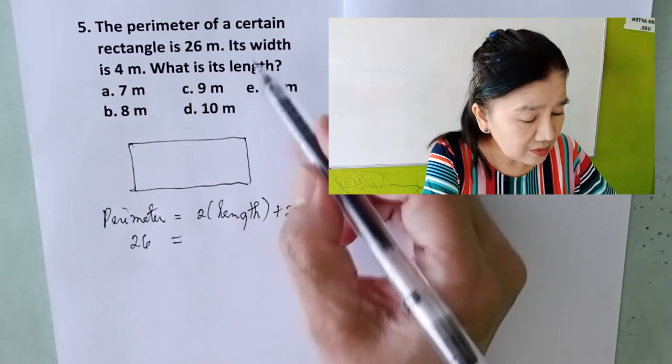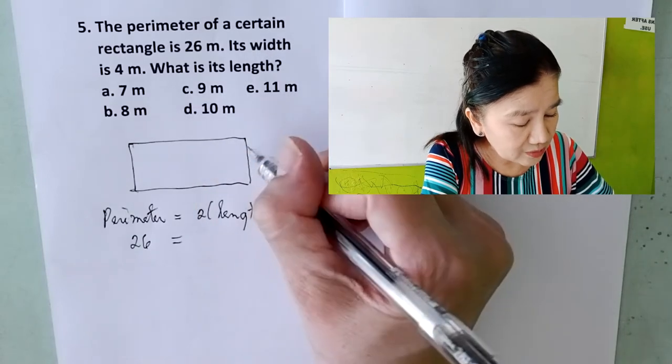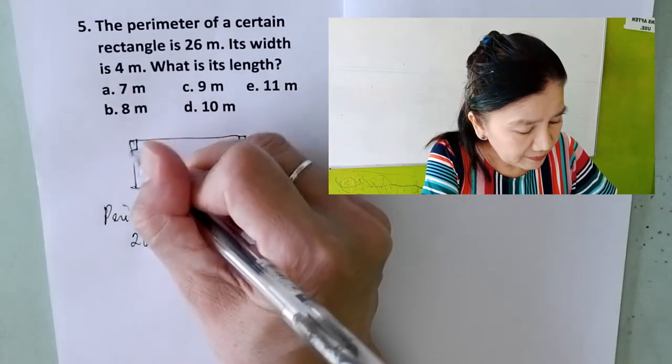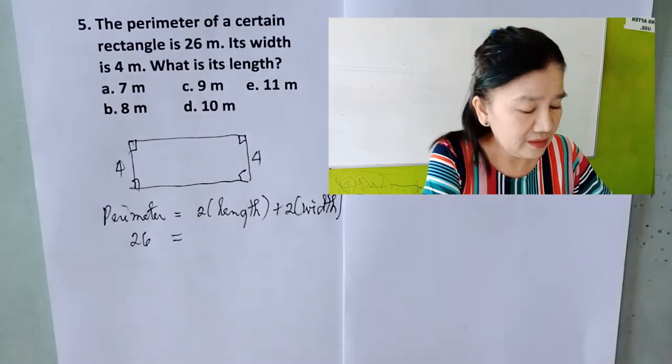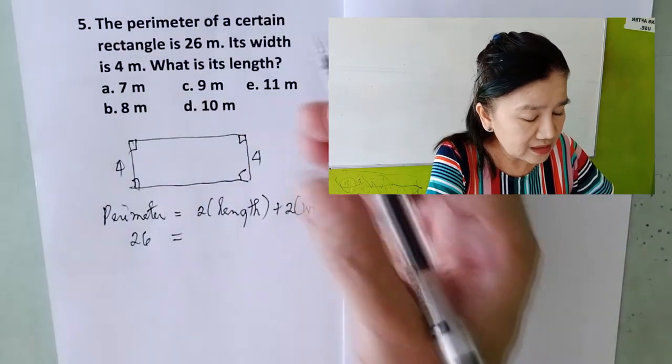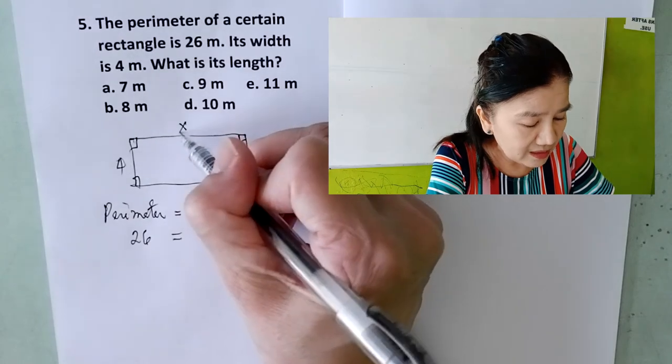You substitute it here. Its width is 4. So this is our rectangle. The width is 4, so this is 4 and this is 4. That's the width. What is its length? We let the length be x.